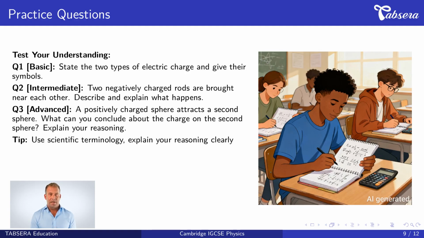Question 3 is advanced level. The question is, a positively charged sphere attracts a second sphere. What can you conclude about the charge on the second sphere? Explain your reasoning. This tests analytical thinking about charge interactions. For all questions, use proper scientific terminology and explain your reasoning clearly. Write your answers now before looking at the solutions.